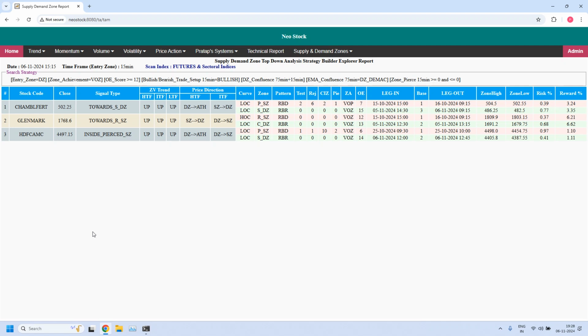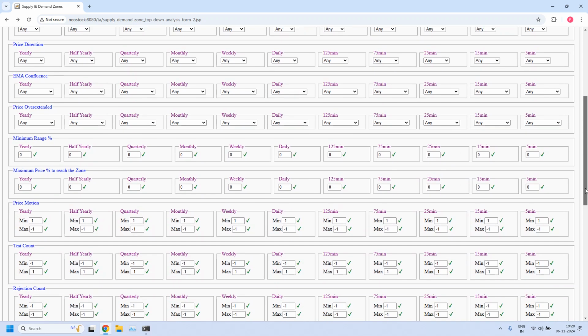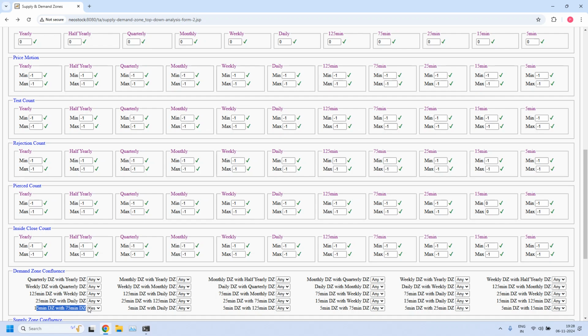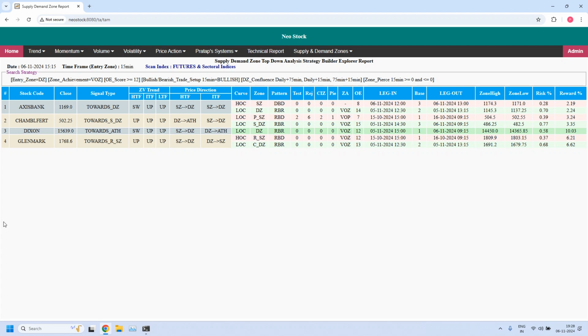Okay, next let us look for LTF, ITF, HTF demand zone confluence. Removing this EMA filter. In the demand zone confluence, 15 minutes demand zone with 75 is already enabled. Next, 15 minutes demand zone with daily demand zone confluence, and 75 minutes demand zone with daily demand zone confluence filters are enabled. With all the 3 filters, we got 4 stocks.